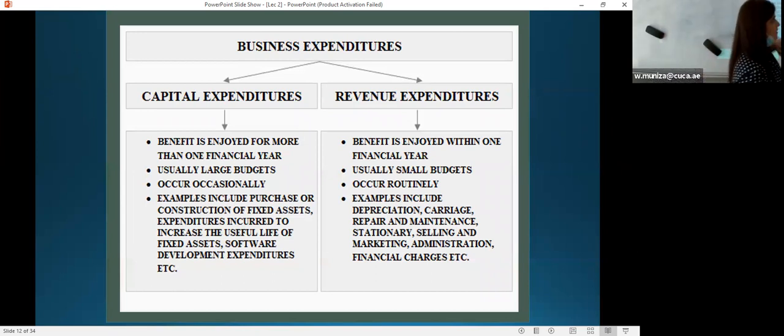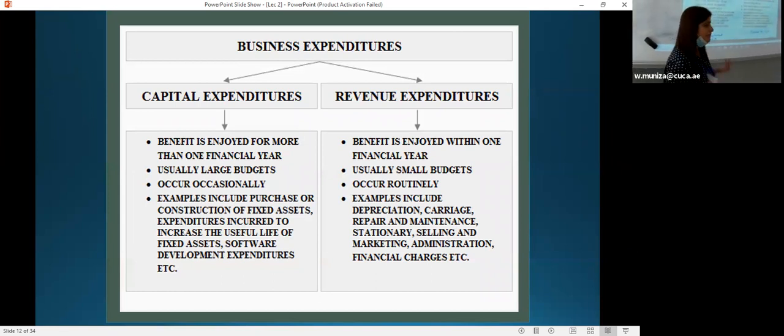On the other hand, for revenue expenditures, benefit is enjoyed within one financial year because they are just for maintenance. Usually small amounts are encountered in these, and they occur routinely. Examples include depreciation, carriage, repair and maintenance, stationery, selling and marketing, administration, financial charges, etc. Got it? Why is the differentiation necessary? Because revenue expenditures will be going to the statement of profit or loss, whereas capital expenditures will be going to the statement of financial position.